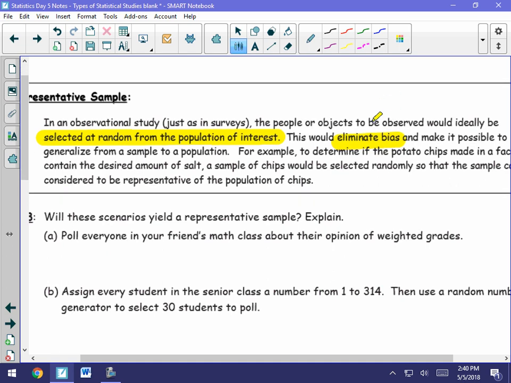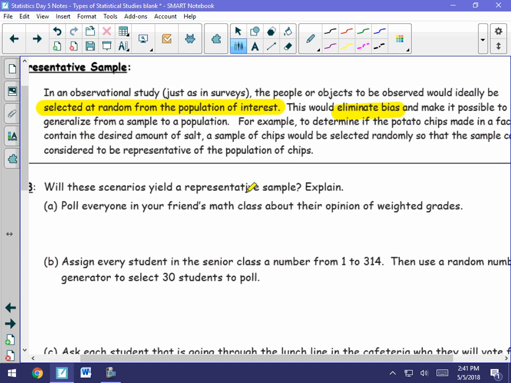So for example, to determine if the potato chips made in a factory contain the desired amount of salt, a sample of chips would be selected randomly so that the sample can be considered to be representative of the population of chips. All right, so we randomly test potato chips that are being produced, make sure they're okay, and as long as we're doing that randomly, we can assume then by and large that all of the chips that are being produced are okay. But we have to make sure we're being very random about it. And if so, then it's going to be a representative sample.